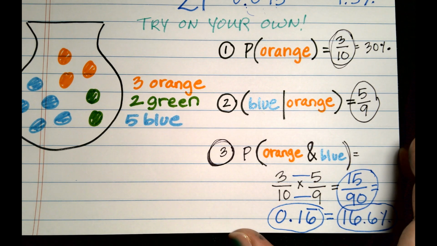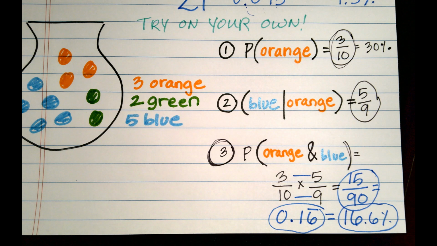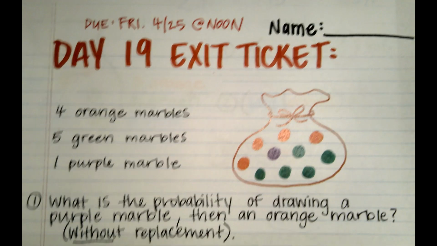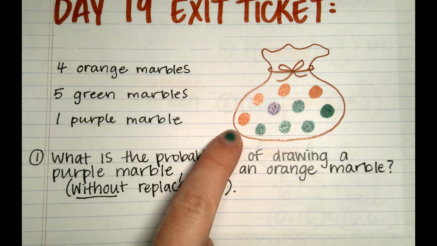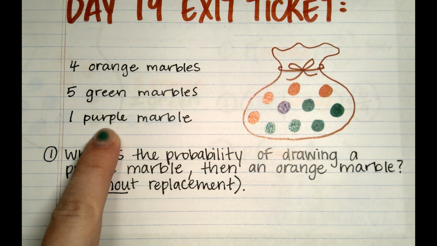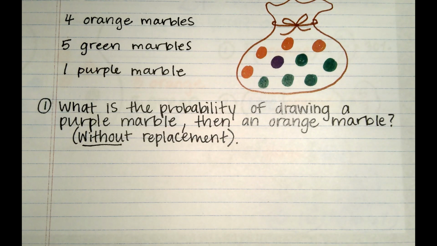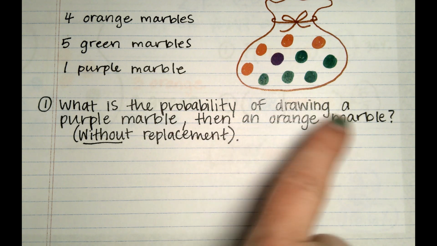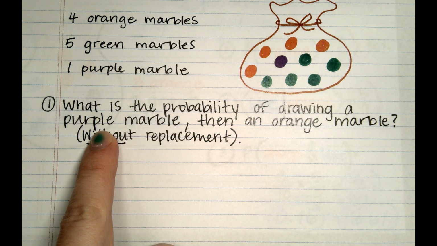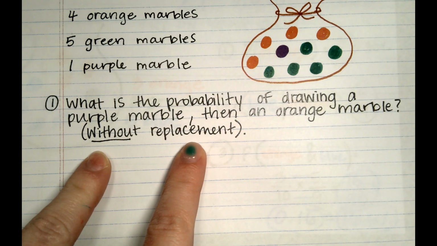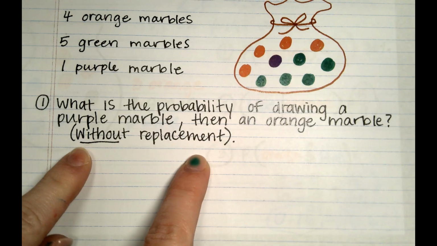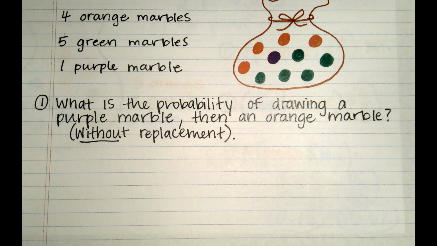All right. So the way that you would see this written and the way that I will have it written here on this exit ticket, I'll explain it to you guys real quick. This is what your exit ticket will be. It's another marble problem. I've got a bag with 4 orange marbles, 5 green marbles, and 1 purple marble. My question says, what is the probability of drawing a purple marble? So you'll find that first. Then an orange marble without replacement. When I say without replacement, that means we did not put the marble back after the first one came out, right?